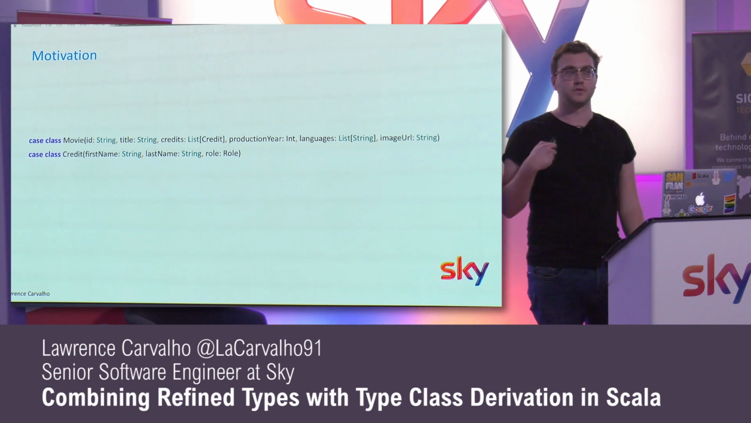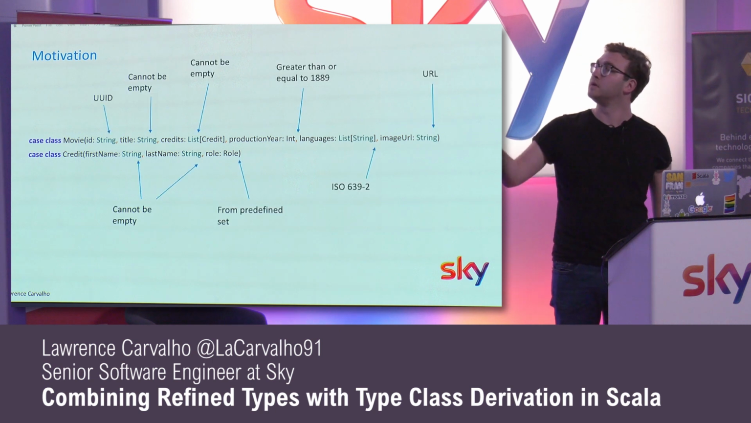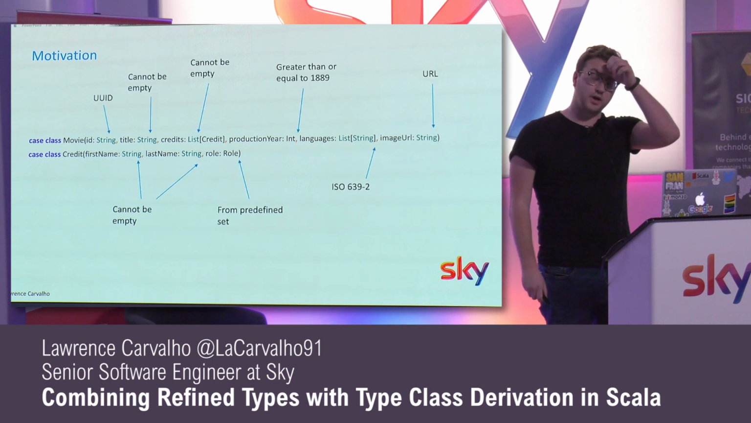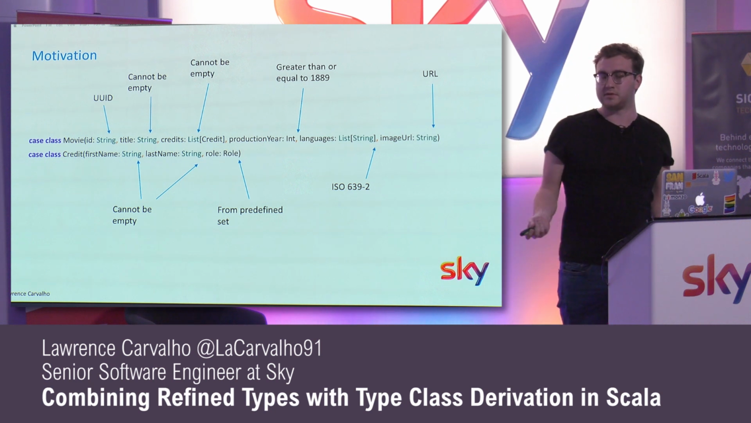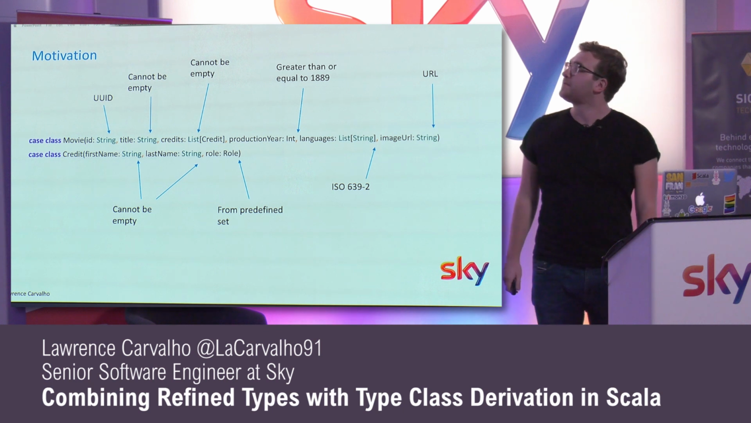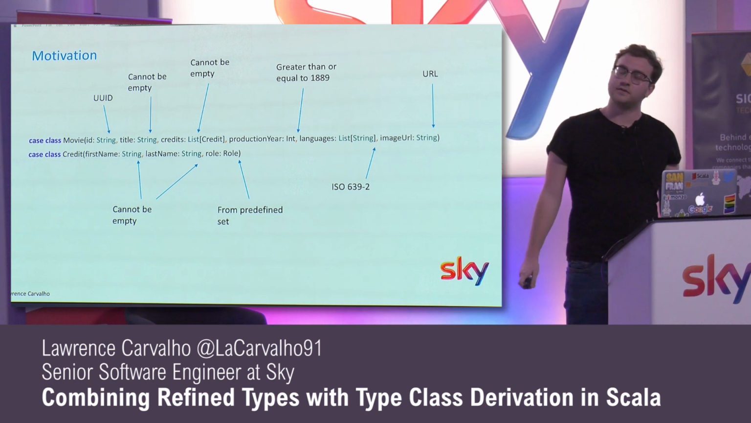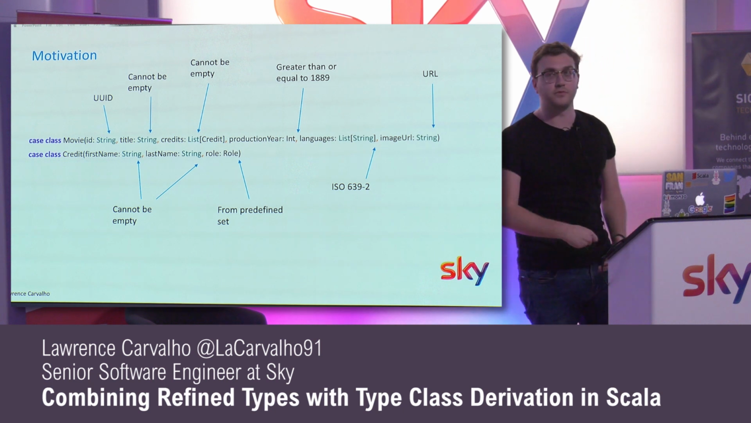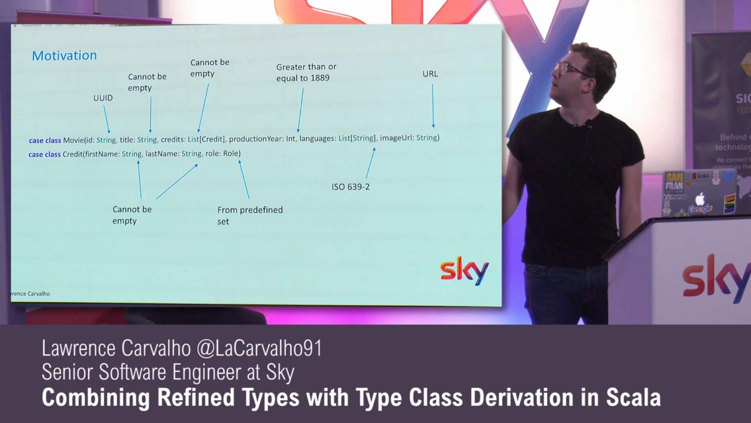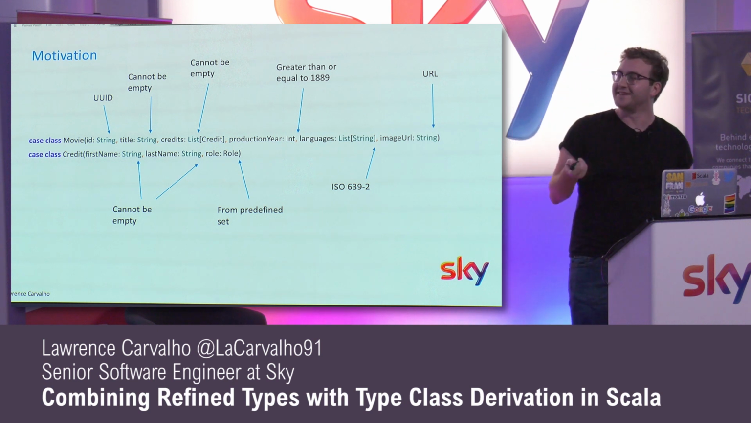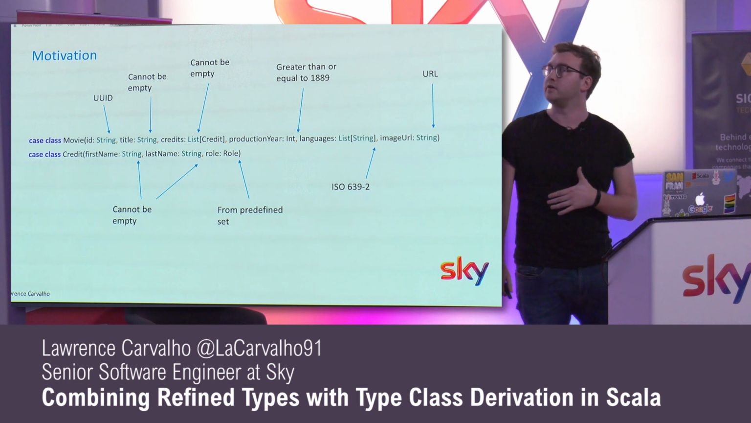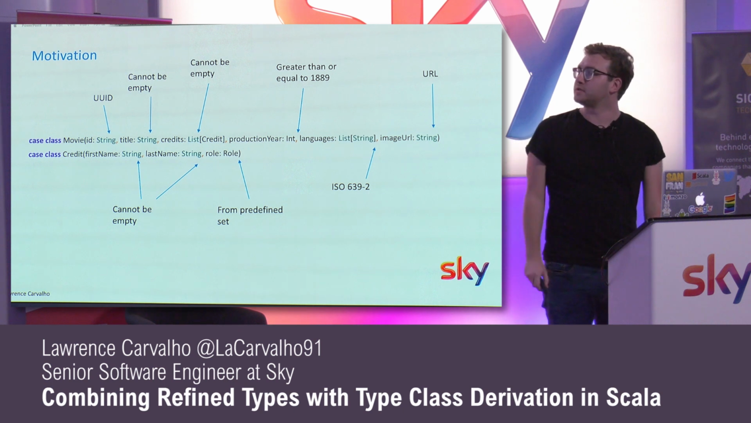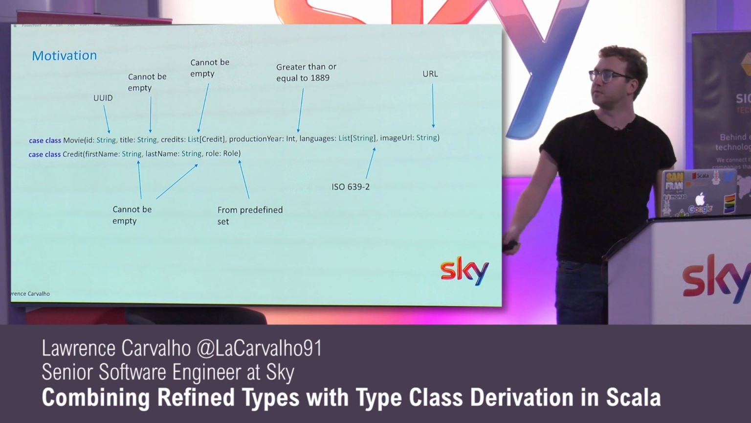So some of the constraints we may want to put on this data for our validation: we may want the string ID to be a UID, the title string to not be empty, the list of credits to not be empty, because as I say, no one's working on it, there's no movie. Production year greater than or equal to 1889. 1889 was apparently when the first movie was made, according to Wikipedia. Image URL string: it's not really a URL unless it adheres to the URL format. Credit first name and last name cannot be empty because people have names. And a role, so something from some predefined set of values.